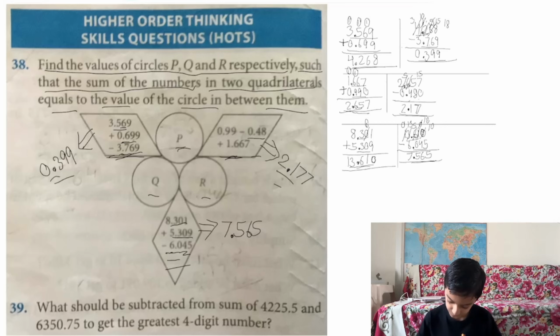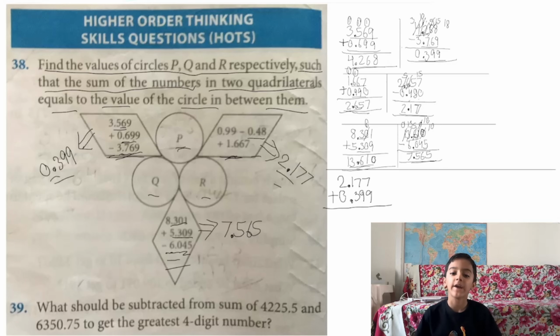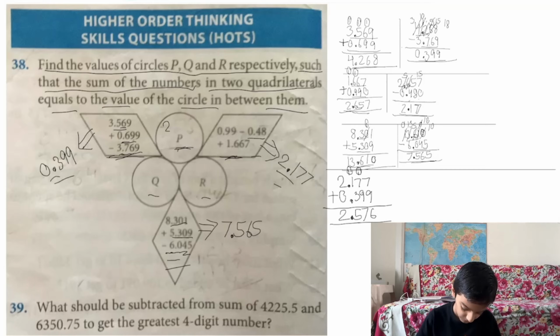So let's add. So 7 plus 9 is equal to 16. 6, 1 carry over. 1 plus 7 is equal to 8. 8 plus 9 is equal to 17. 7, 1 carry over. 1 plus 1 is equal to 2. And 2 plus 3 is equal to 5. Point under point. And 2 plus 0 is equal to 2. So the value of the circle P is 2.576. So here we have figured out the value of the first circle P.